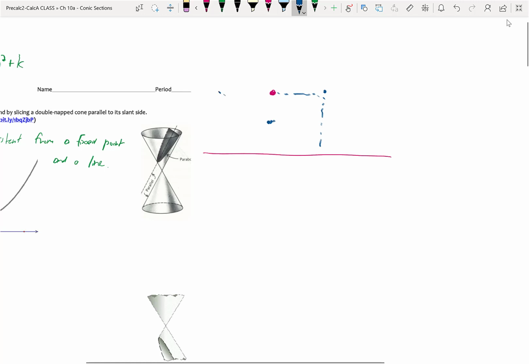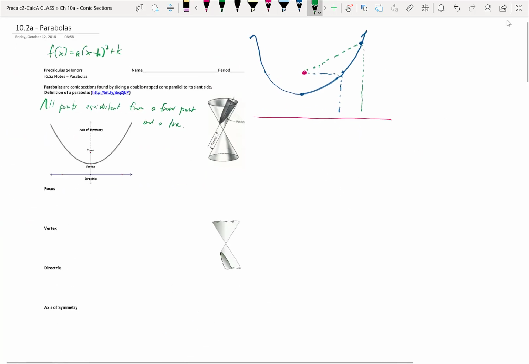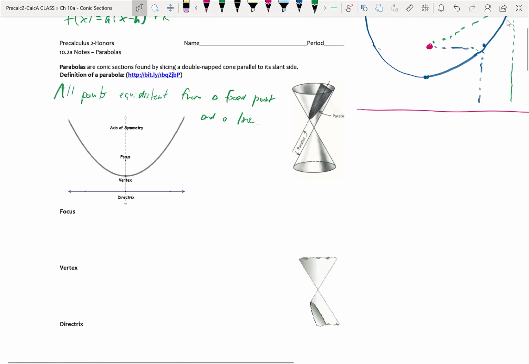But all of these are also points. And all of these are also points. And if I picked a point here and looked at its distance to the point and its distance to the line, those should be congruent. So all points equidistant from a fixed point and a line.